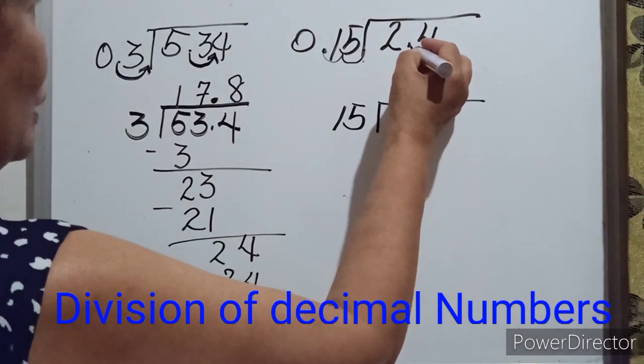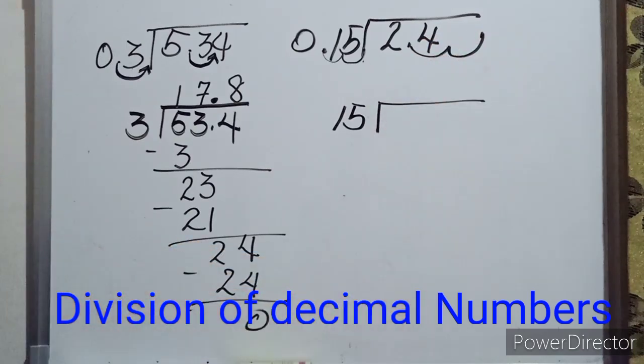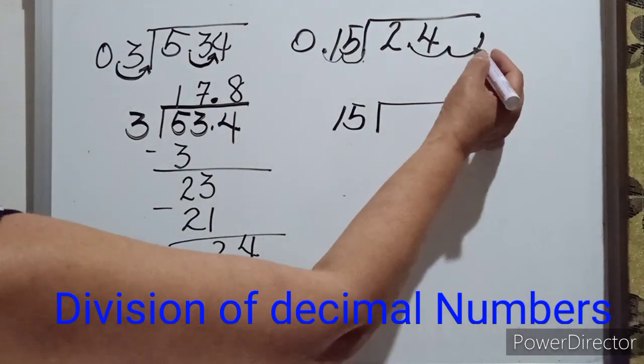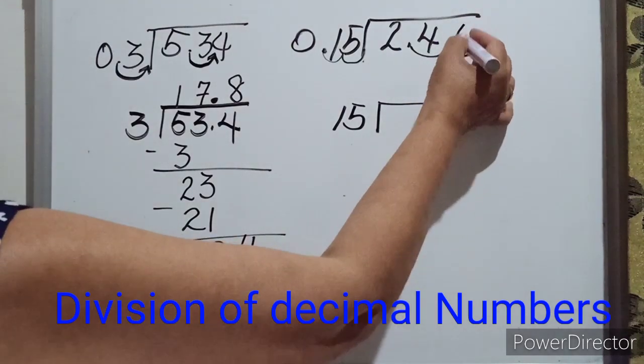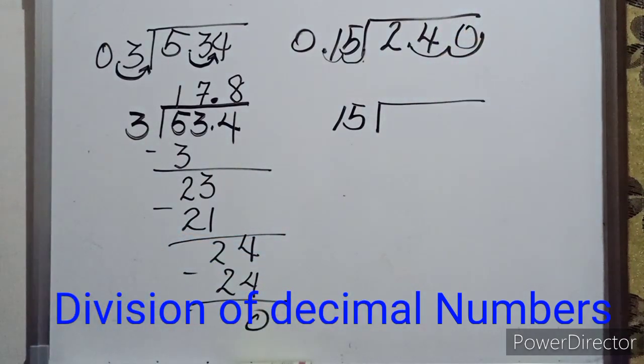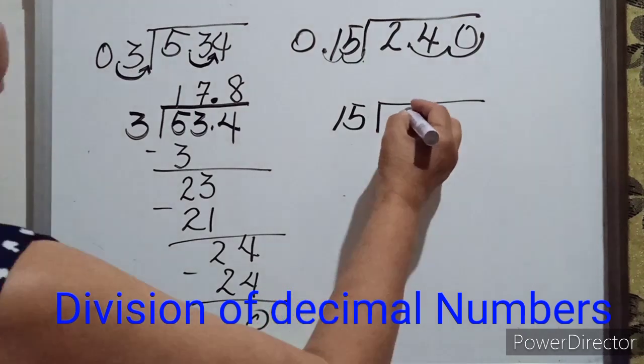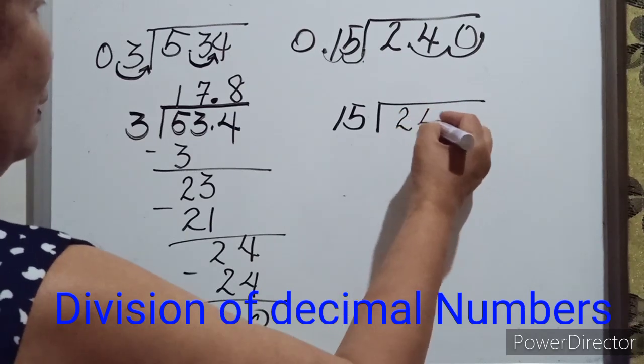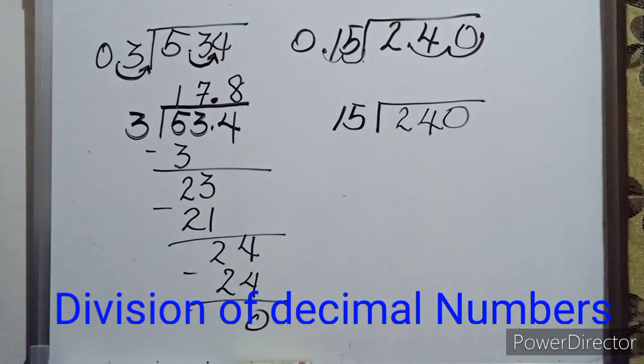So let's move our decimal point twice to the right. You can see that we do not have any more number after 4, but that is not a problem. You can always place 0, giving us 240. After all those processes, we divide our numbers.